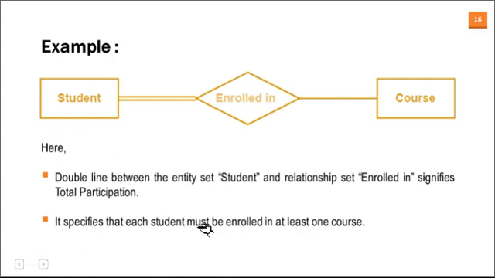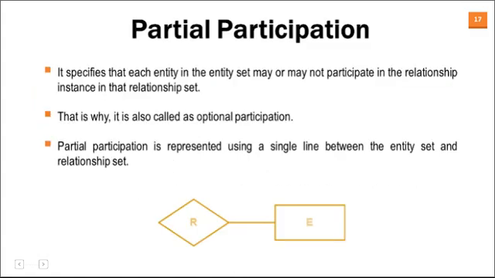It specifies that each student must be enrolled in one course, then the person can be a student, and it is represented by a double line. Here, partial participation specifies that each entity in the entity set may or may not be participating in the relationship instance in that relationship set. If I say a student can enroll for one online course, if the particular student is not enrolling for that online course, then also it is okay, right?